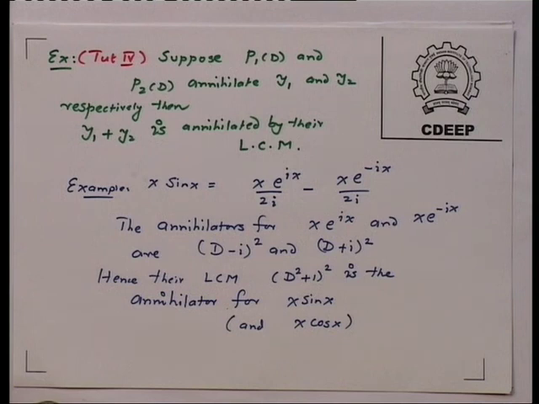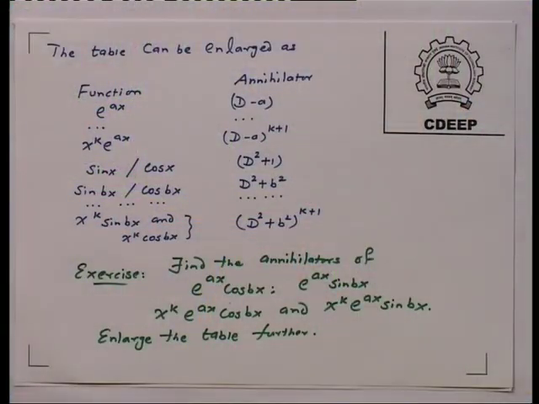So if you have annihilators for y1 and y2, you have an annihilator for y1 plus y2. It's simply the LCM. So the table that we wrote down can be enlarged further. Function e to the power ax, annihilator is D minus a. x to the power k e to the power ax, annihilator is (D minus a) to the power k plus 1. You don't even have to enlarge it, because if you accept the fact that sines and cosines are special cases of exponentials, then you don't have to enlarge the table at all. All that you really need is x to the power k e to the power ax. The annihilator is (D minus a) to the power k plus 1. That is the only thing that you have to remember. Everything else follows.